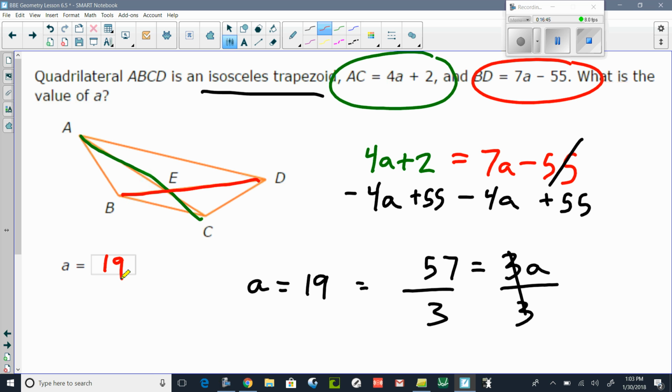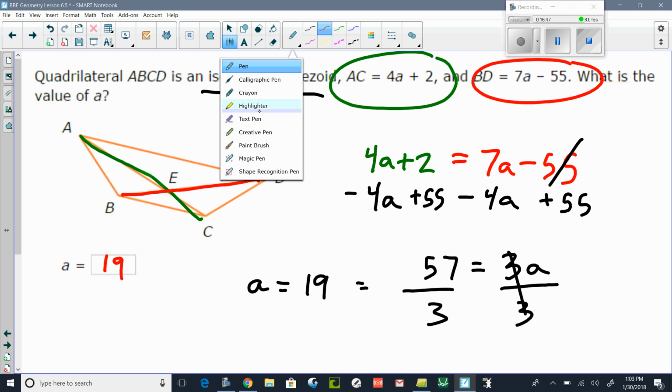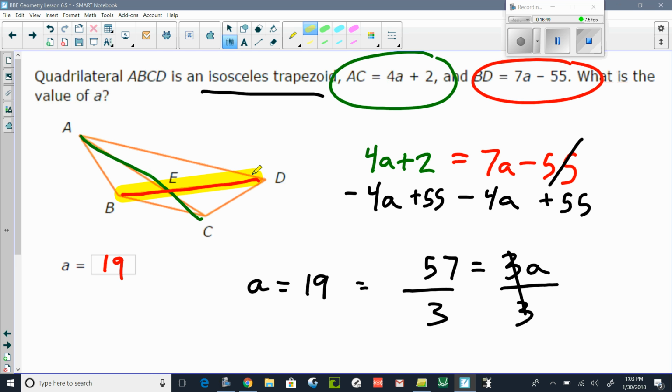So A is 19. If we wanted to find the actual measurement of one of the diagonals, we would have to remember to plug this back into A, but in this case, that's not what it asked. It just asked us to find the measure of A, or the value of A, so A is equivalent to 19.